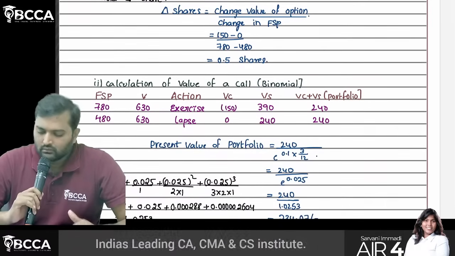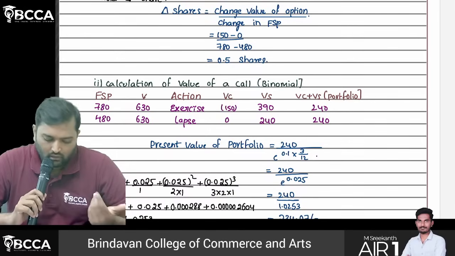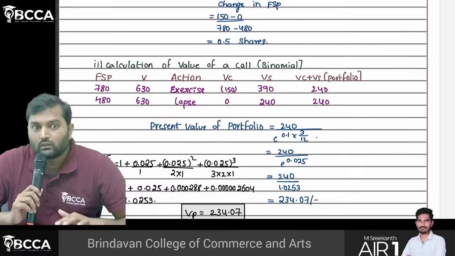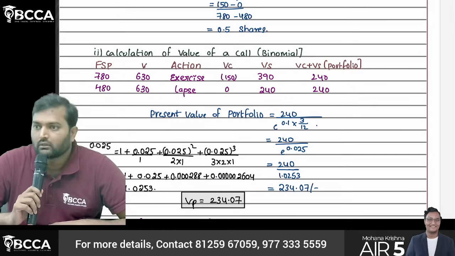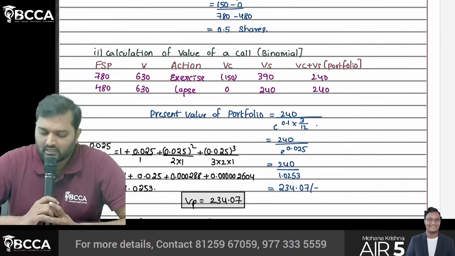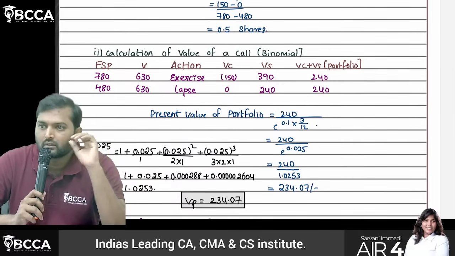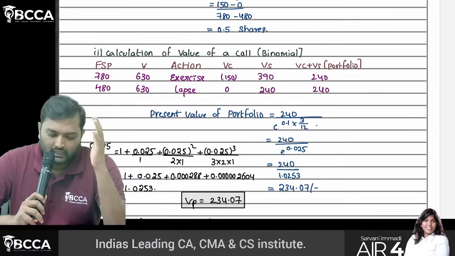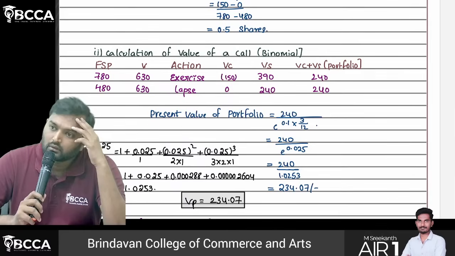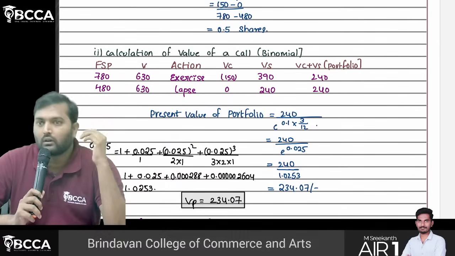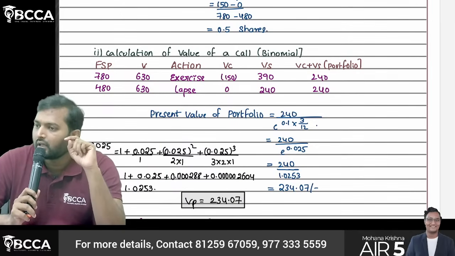So next, calculation of the value of a call. So tell me, the final spot price can be what, 780 or 480? Sorry, the strike price. What is the strike price? 630. So tell me, what is the action of a holder? First case, if the final spot price is 780, the holder is going to exercise the option. Second case, lapse. So what is the value of a call? Minus 150.